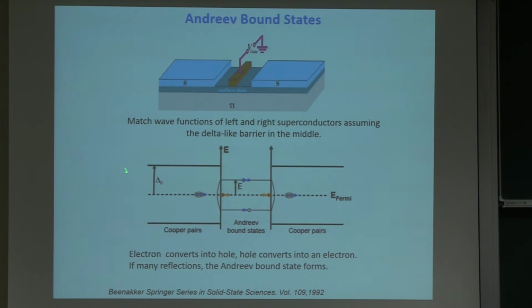What is important is that during this process you always go from the superconductor, you inject, let's say, an electron, but then when you make a Cooper pair again in the superconductor, you reflect a hole. So if you do it many times and all of the states are in the superconducting gap, you get Andreev bound states. And these Andreev bound states, which might also be of topological origin, are of interest for us here.